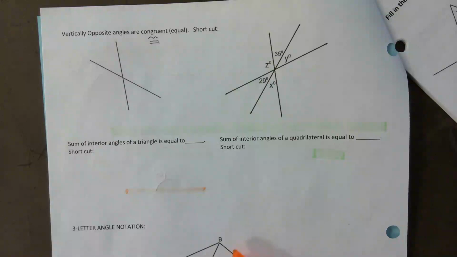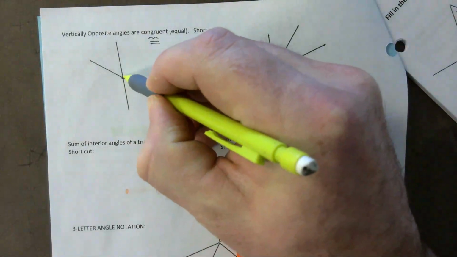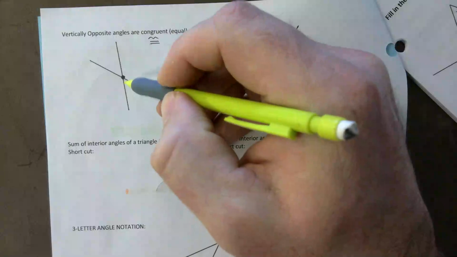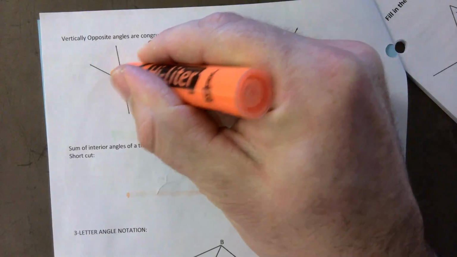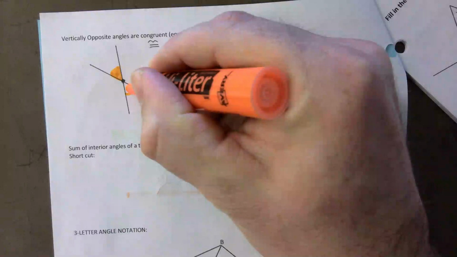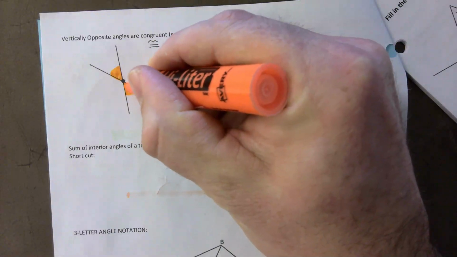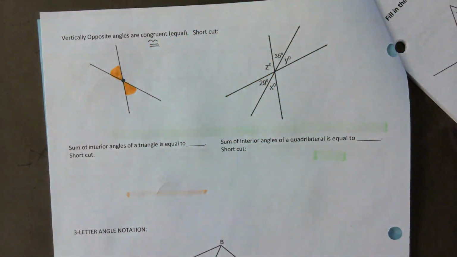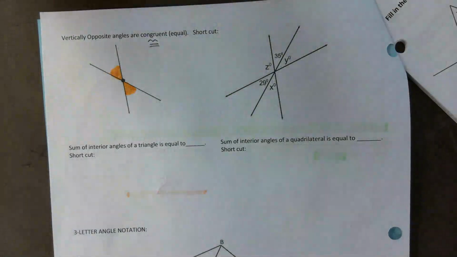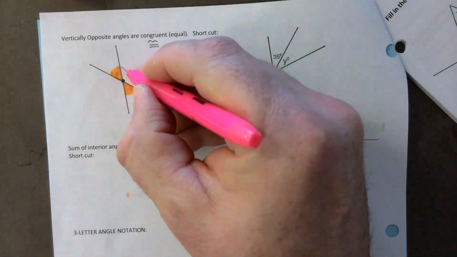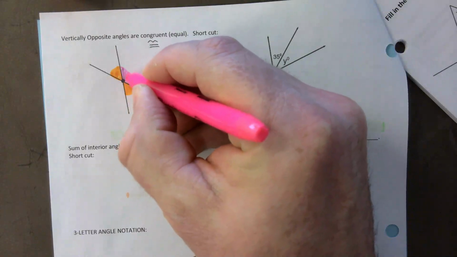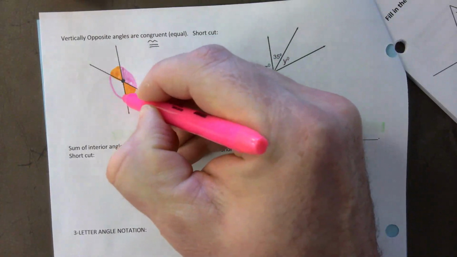Vertically opposite, you have to think of it this way. Whenever lines cross each other, make a point right there. This angle right here would be considered vertically opposite to this one right here. And guess what? The other ones would also be vertically opposite. So this one right here would be vertically opposite to this one right there.